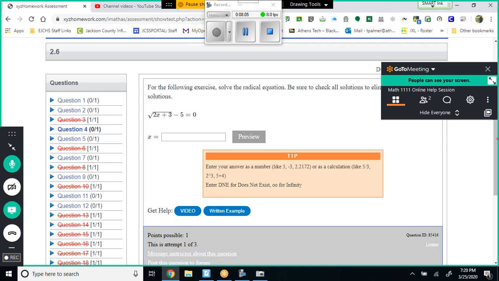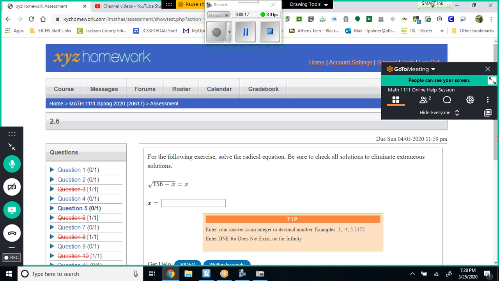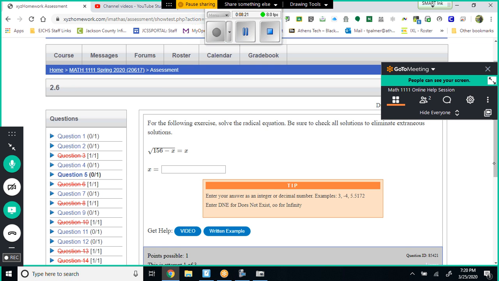All right. So solving square root equations, right? It's where you got to do it. There's one type where you have to do it once, and then there's another one where you have to do it twice, right?